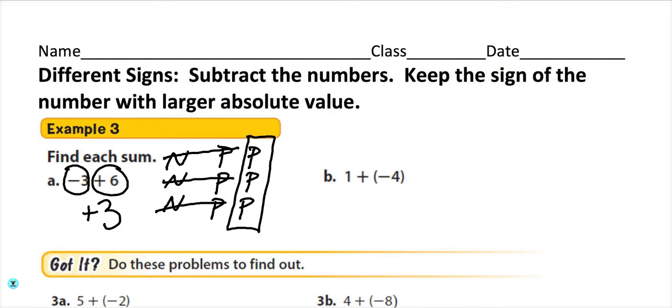All right, let's go to the letter B one. So we have 1 plus negative 4. Again, the rule is when you have different signs, we subtract the numbers. Remember, you're taking each other out because you're on different teams. So when you subtract them, you have 4 minus 1, which is 3.